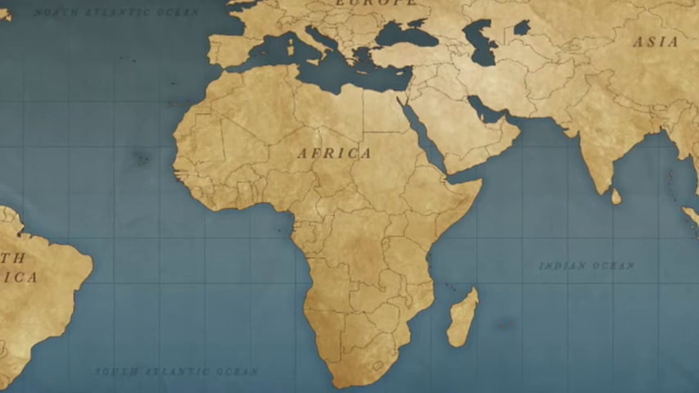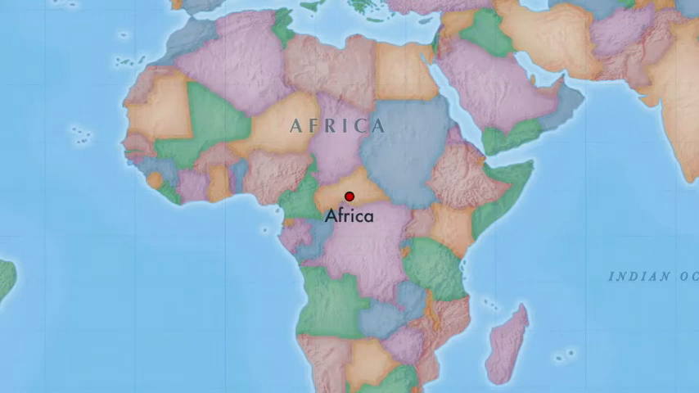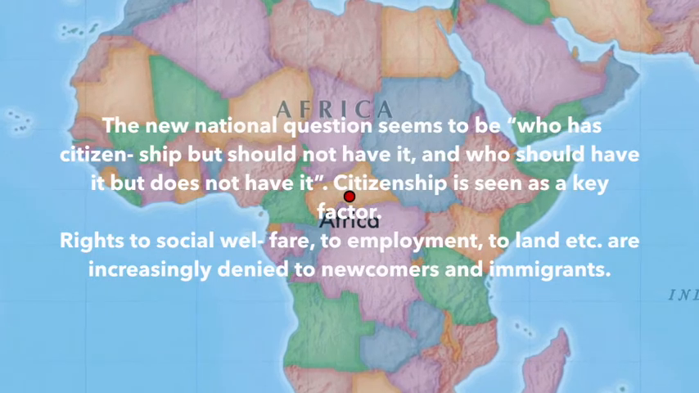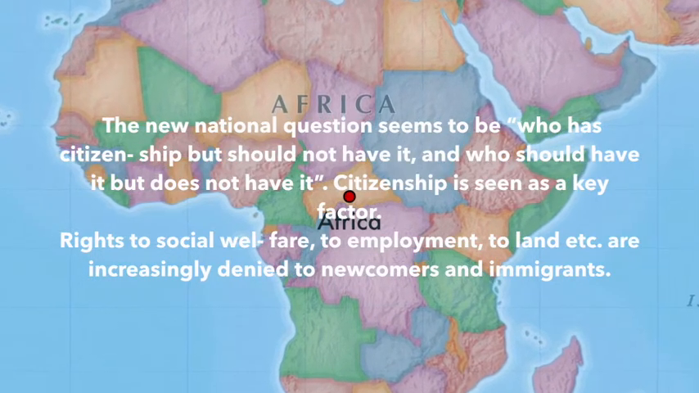In European countries, it is often overlooked that economically more advanced and politically stable countries in Africa are more frequently seen as targets for migrants than European countries. So economic inequalities within the African continent can be seen as the most important factor for continental migration. The economic hegemons in Africa have a long tradition of attracting the African labor force. The new question seems to be, who has citizenship, who should not have it, and who should have it but does not have it?